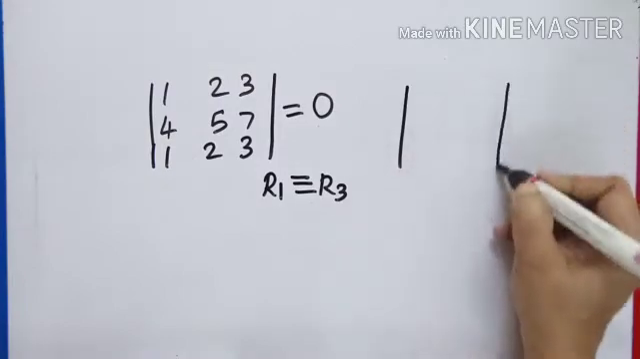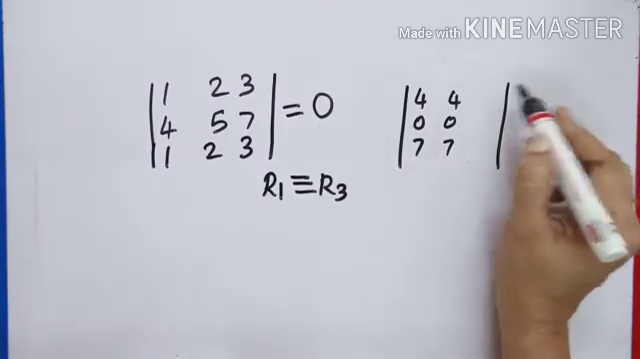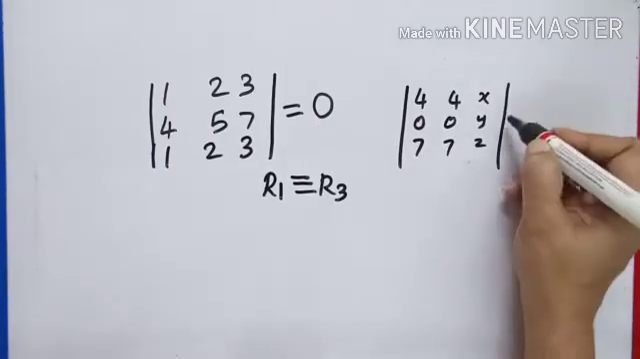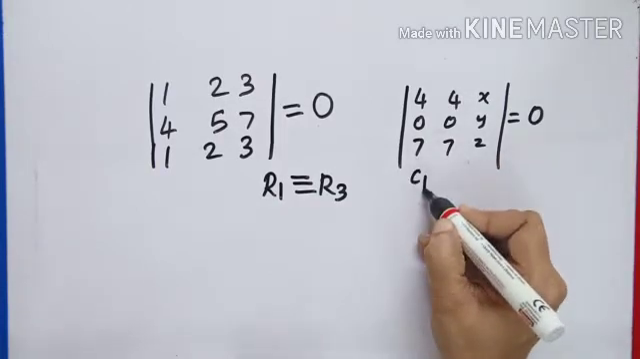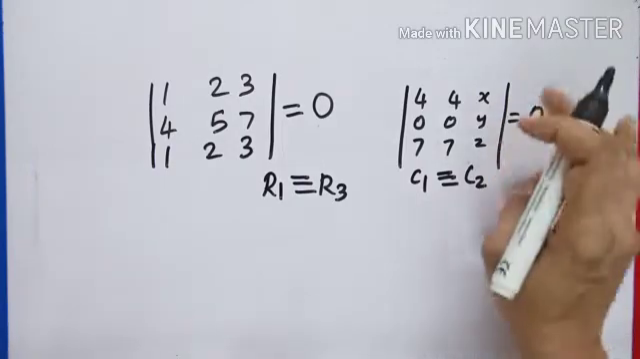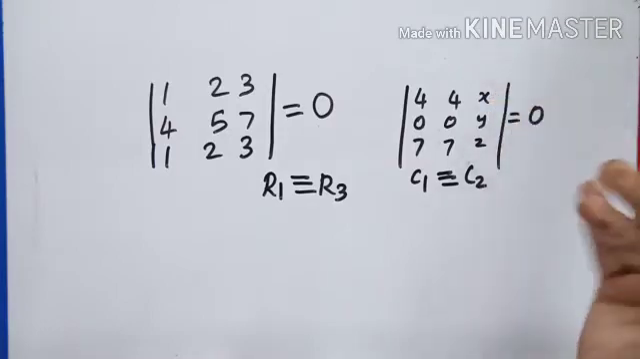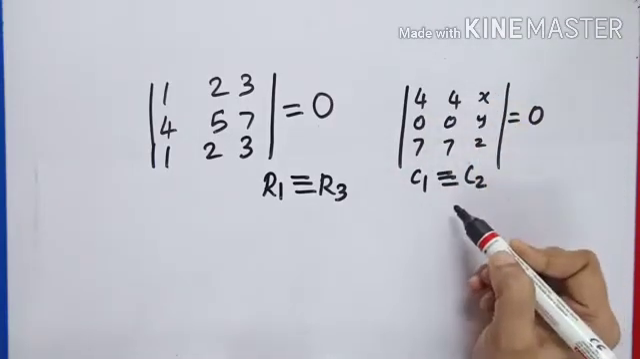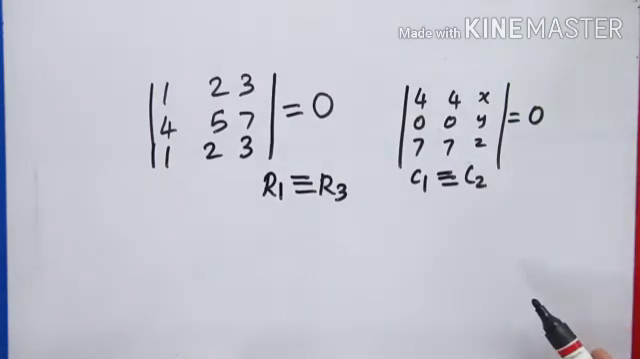Give me another example. 4, 0, 7; 4, 0, 7. Whatever comes here, X, Y, Z, any number comes here, I don't bother. What is my answer? 0. Because column 1 is identical to column 2. X, Y, Z may be any numbers. I don't bother. Even 1000, 3000, 1 crore, anything can come. Column 1 and column 2 are identical. Immediately put the answer as 0.